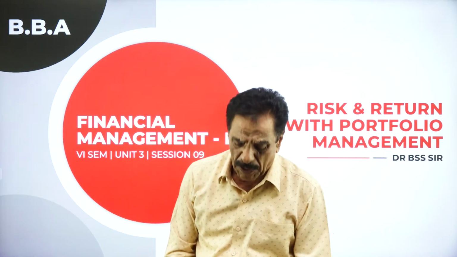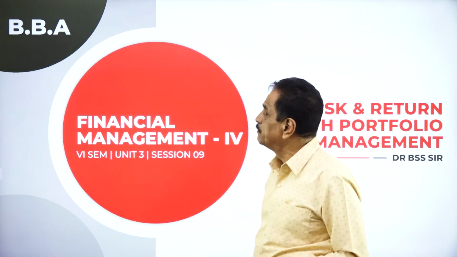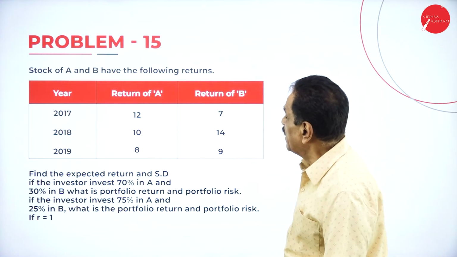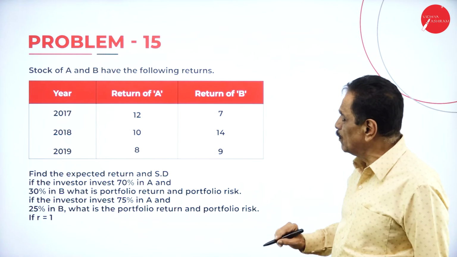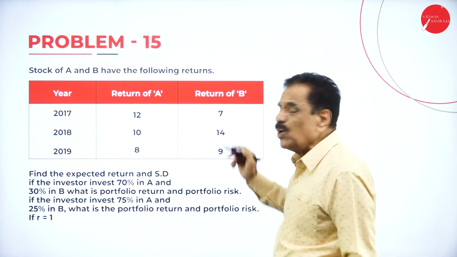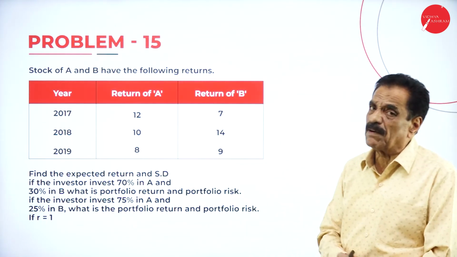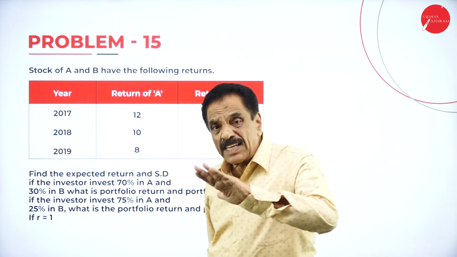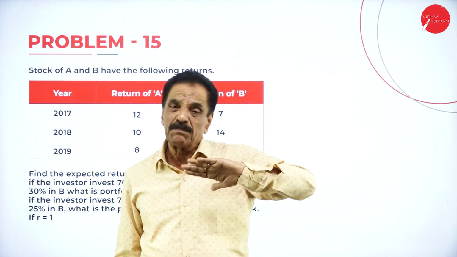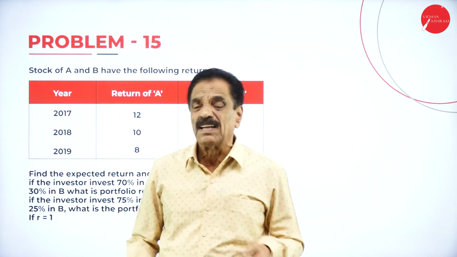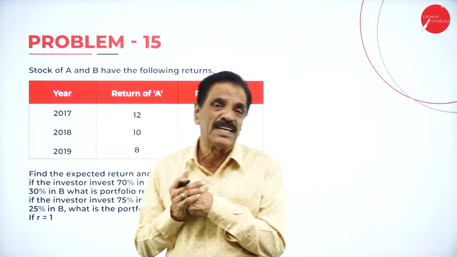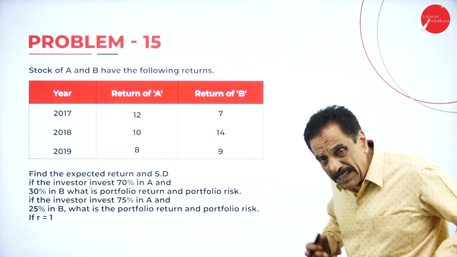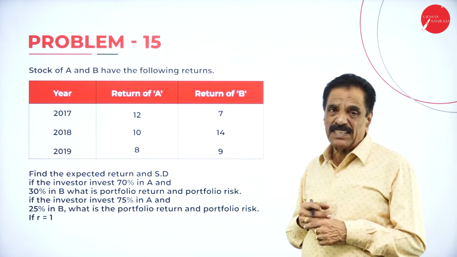So we'll move on to the problem now. Stock A. Here, see the problem. If we see the returns here, no probability is given. When the probability is not given, it is called ex post return. When the probability is given, it is already decided, and it is called ex ante return.